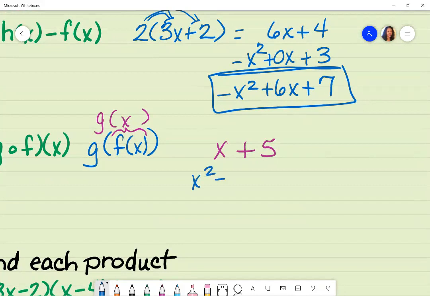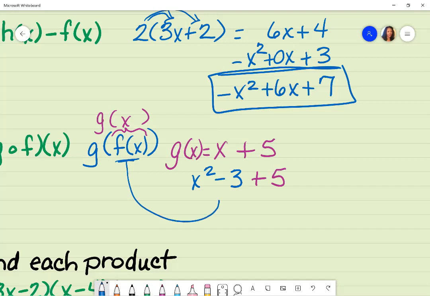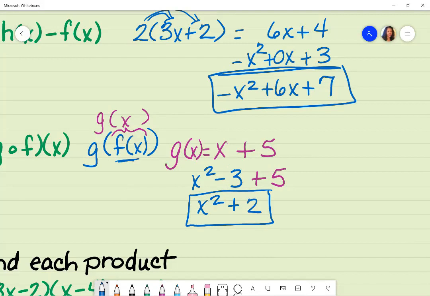X squared minus 3. And then it told us to add 5 to that. So this is the g of x. We're taking all of f of x, which is this part, and we're just replacing that x and then following the rest of the instructions, which is to add 5. Y'all follow me? So now I just simplify. And I end up with x squared, negative 3 plus 5 is positive 2. And that's my answer for that one.